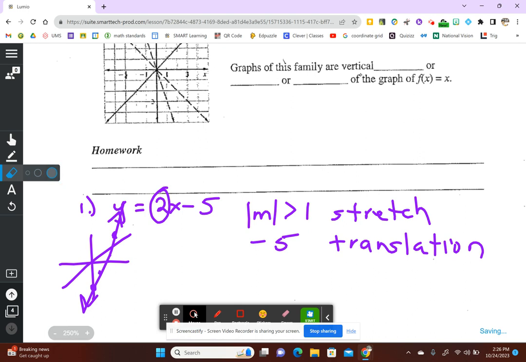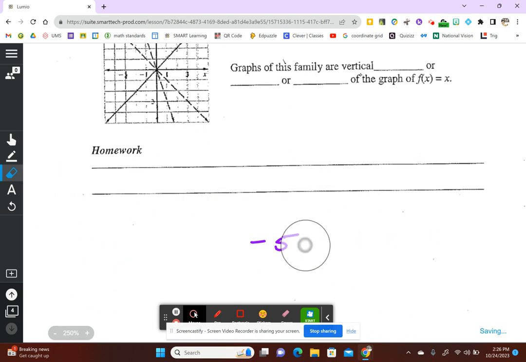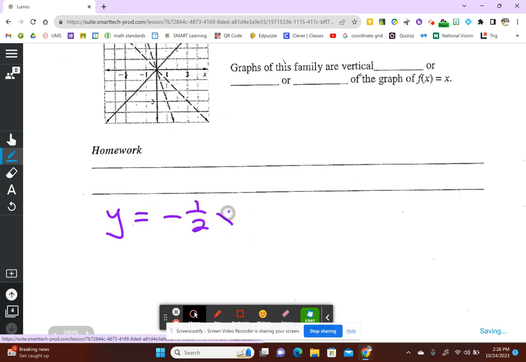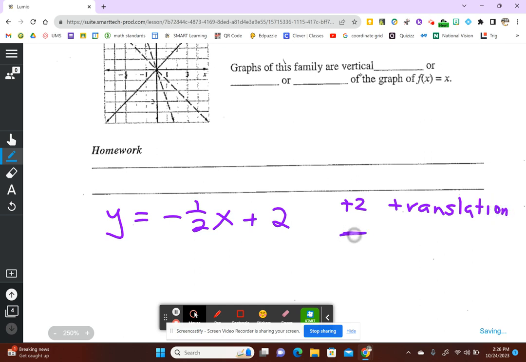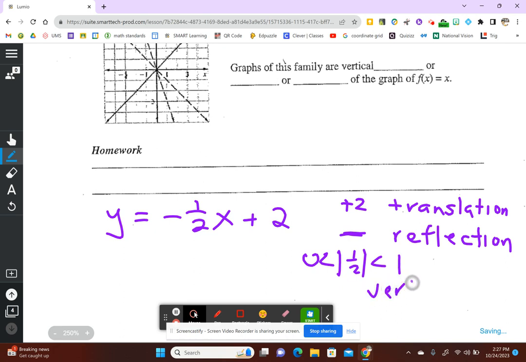Okay. So let's do another one. So y equals negative 1/2 x plus 2. So the plus 2 is making it a translation. The negative is making it reflect. And the absolute value of 1/2 is in between 0 and 1. So that's making it vertically shrinking.